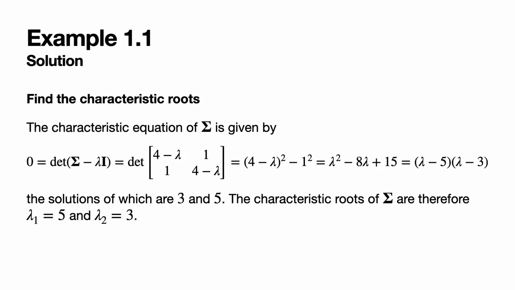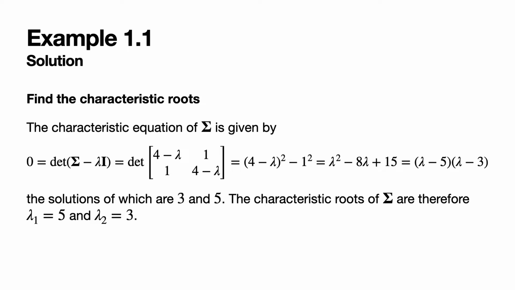Now you'll recall that the determinant of a 2 by 2 matrix is equal to the product of the diagonal elements minus the product of the off-diagonal elements. And so it's going to be equal to 4 minus lambda times the quantity 4 minus lambda. And then from that we subtract 1 times 1. And so when we multiply that out, expand it out, we get the characteristic polynomial of cap sigma, which is lambda squared minus 8 lambda plus 15.